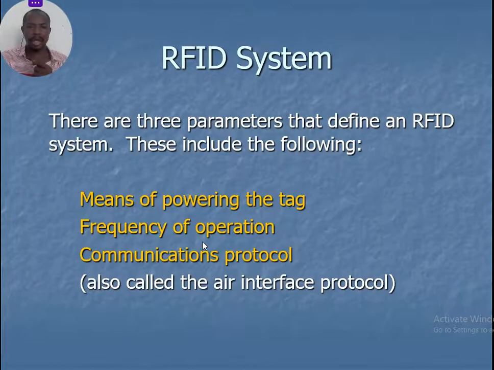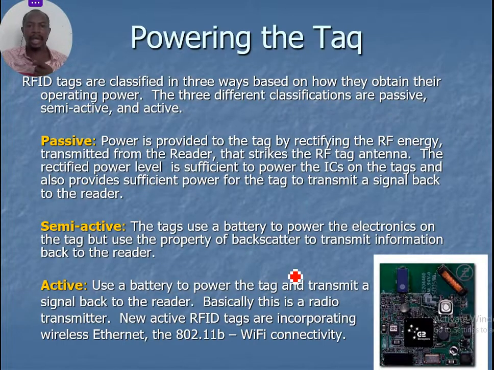Okay. Number 2 is frequency of operation. How do we designate frequency for its operation, the bandwidth? Number 3 is the communication protocol. What kind of language and what means of communication will this adopt? Okay. Now let's start with powering the tag. The RFID tags are classified in 3 ways based on how they obtain their operating power. The 3 different classifications include the passive, the semi-active, and the active. We have the passive way of power reception, the semi-active way, and the active way of receiving power. Now let's take a look at the passive way of receiving power.